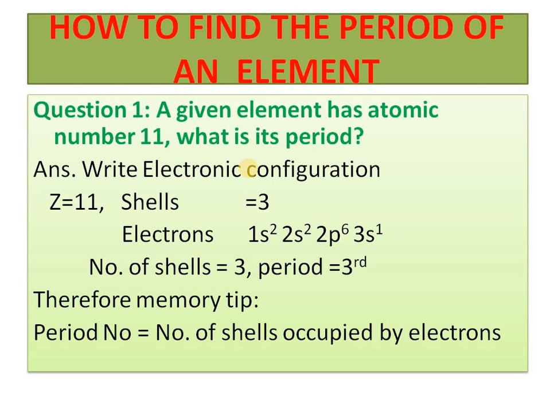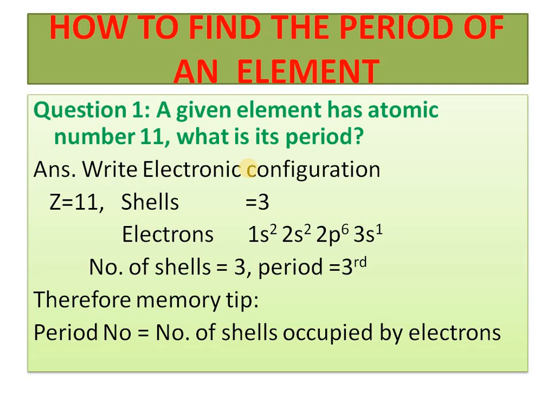Let us see. Z is equal to 11, atomic number is equal to 11. We have to first write the electronic configuration. After writing it, we find 1s2, 2s2, 2p6, 3s1. Now there are 3 shells: 1, 2, 3. So number of shells is equal to number of periods. So the period is third. This is the fundamental concept you have to keep in mind.